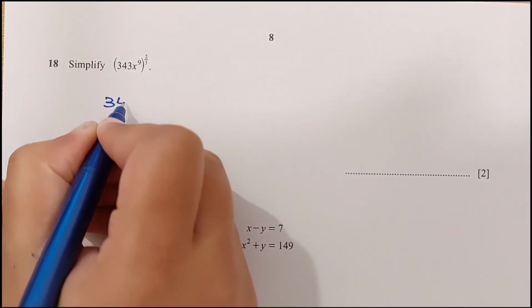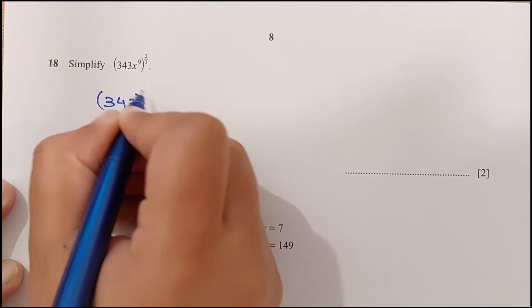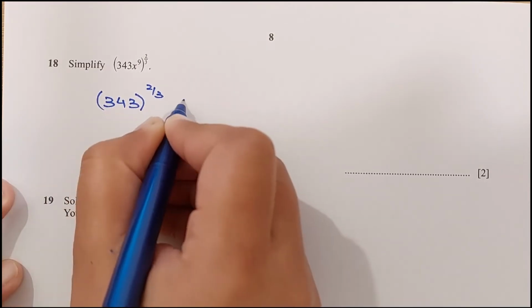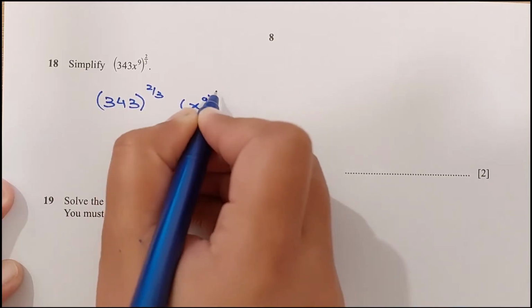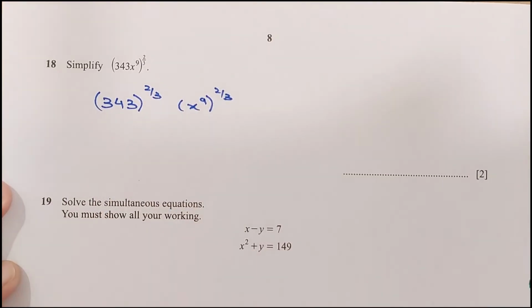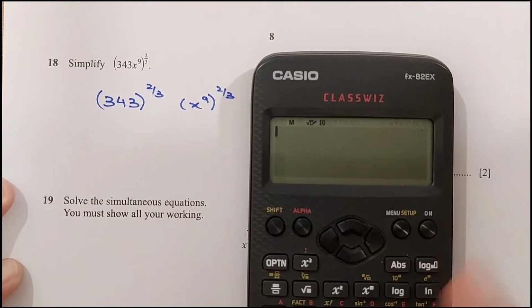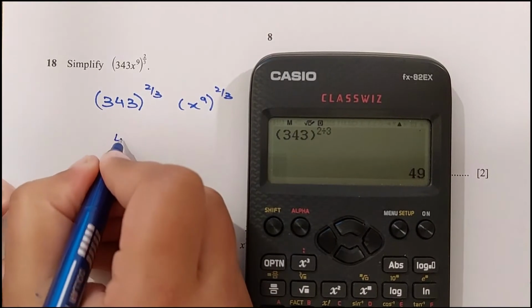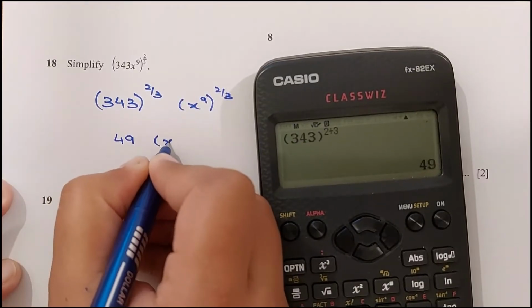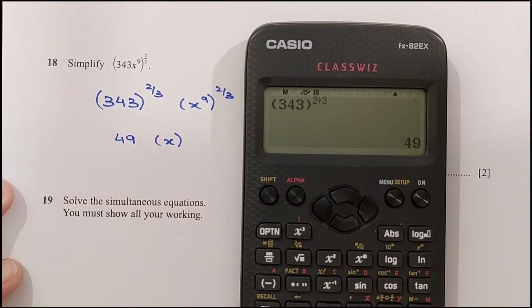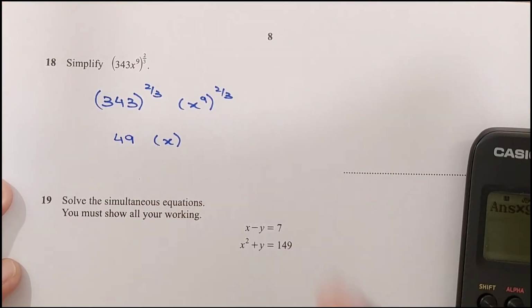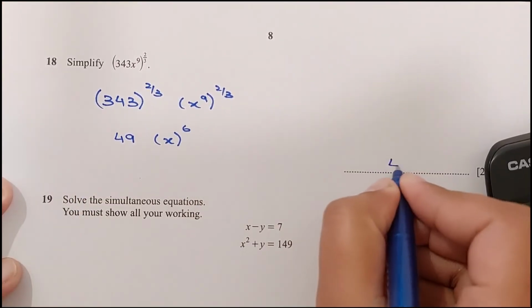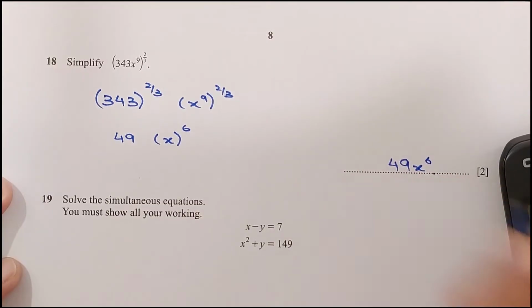We have (343) to the power 2 by 3, and x to the power 9 and whole power is 2 by 3. So let me simplify. 343 to the power 2 divided by 3 is 49. And x to the power 2 divided by 3 times 9 is 6. x to the power 6. So the answer is 49x^6.